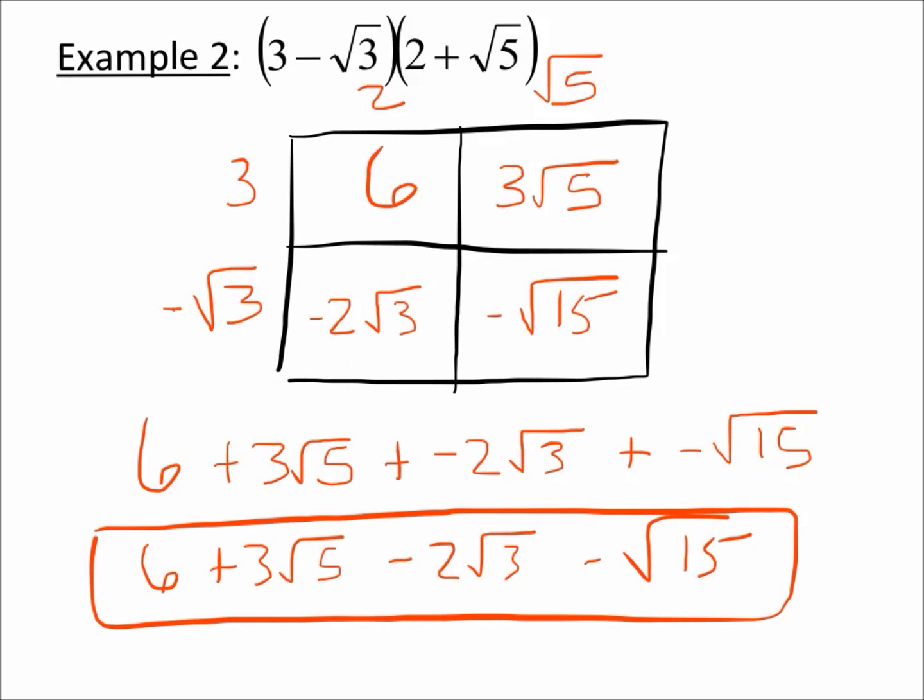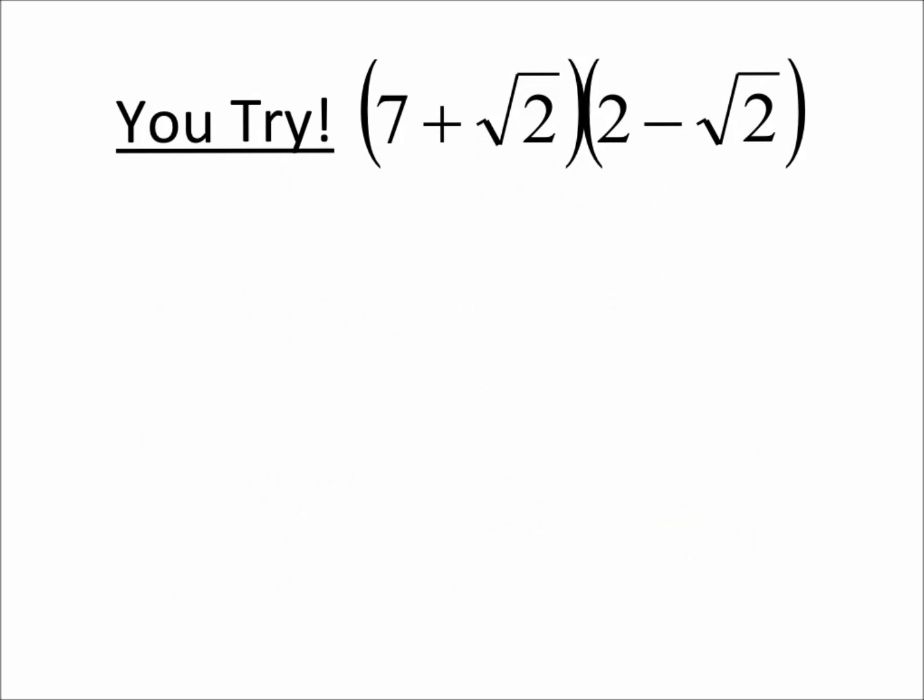Now it's time for a U-try. In this U-try, multiply 7 plus the square root of 2 times 2 minus the square root of 2. Make the box, see if you can get the right answer. Give it a pause.